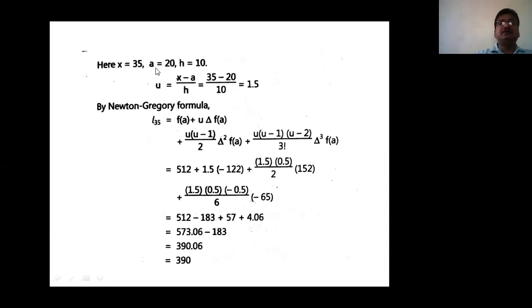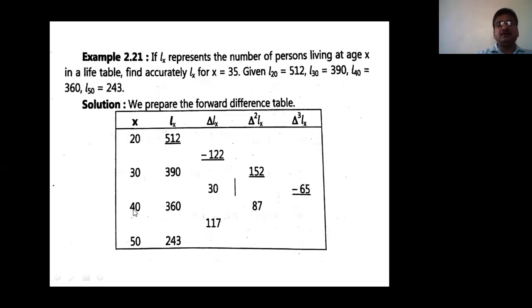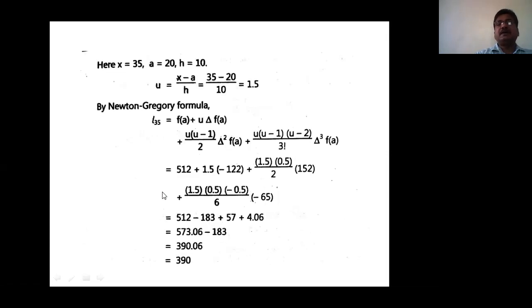So x is 35. a, that is the first value of x, is 20. h is the common difference. The difference between these values 20, 30, 40, 50 is 10. That's why h is 10. And then u is what? u is x minus the first point, divided by h. That is 35 minus 20 divided by 10, where h is the common difference. And the value of u is 1.5.